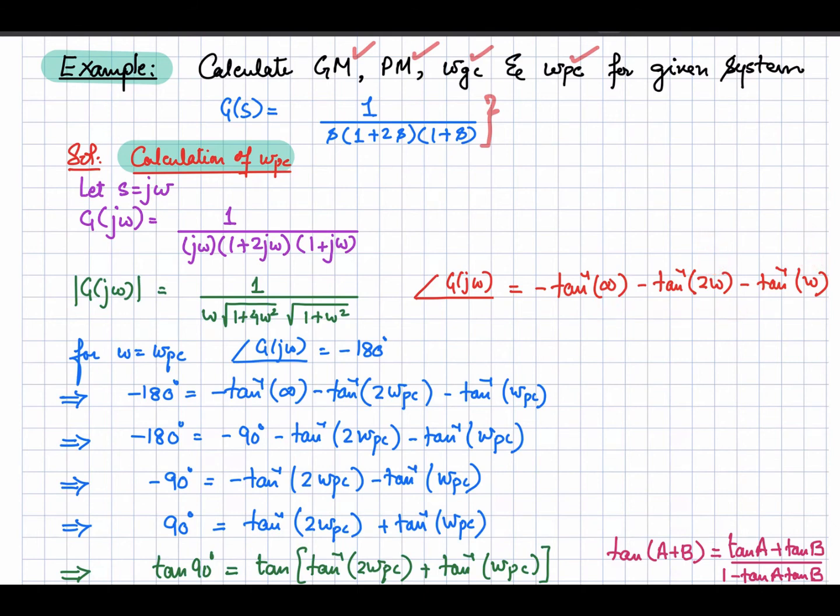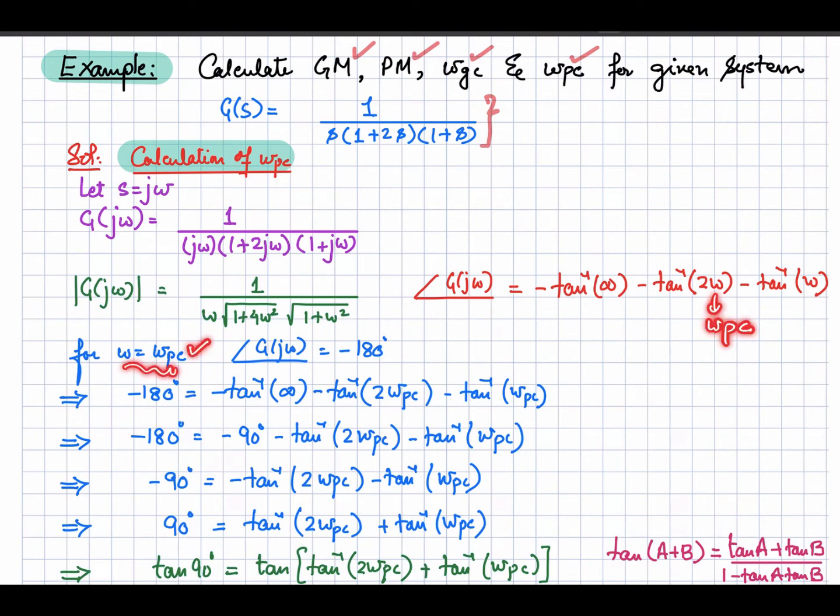And we know that at the phase crossover frequency, the phase of the system should be equal to minus 180 degree. So we are going to put this phase equal to minus 180 degree, and at that point this omega will be equal to omega phase crossover. So that is this one.